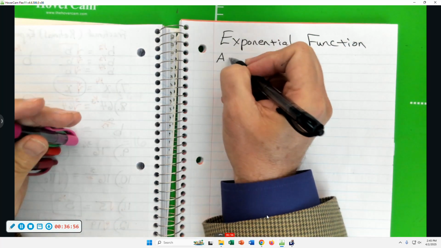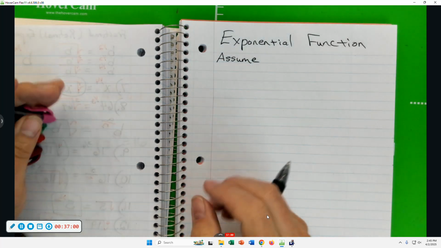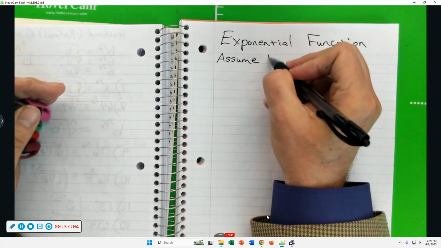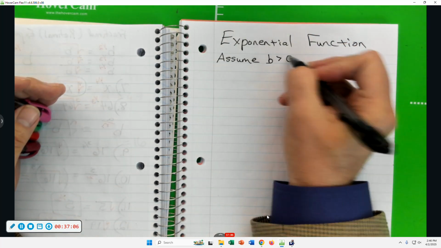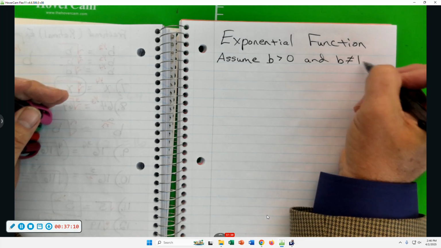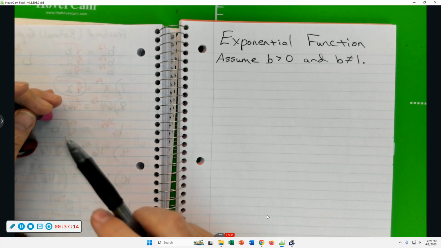When I'm using the letter B from now on, as we move into logarithms, the same statement's going to be true. We're going to assume that the letter B is a positive number and it doesn't equal 1. B for base.